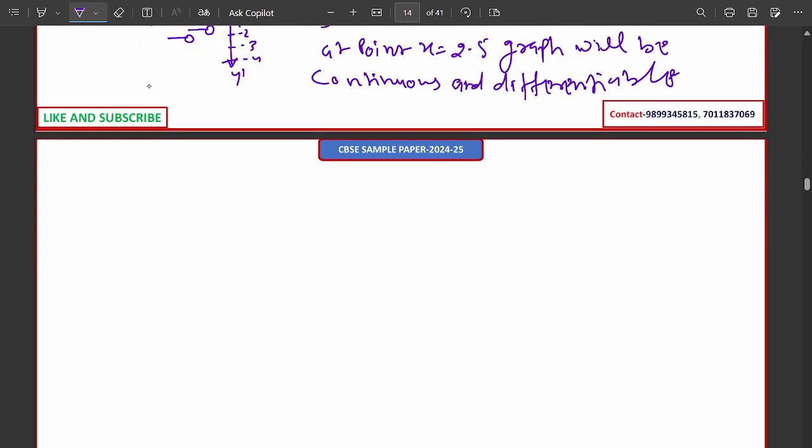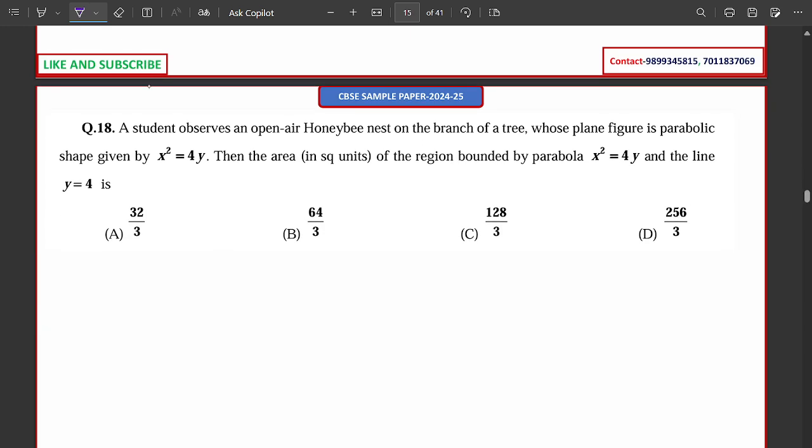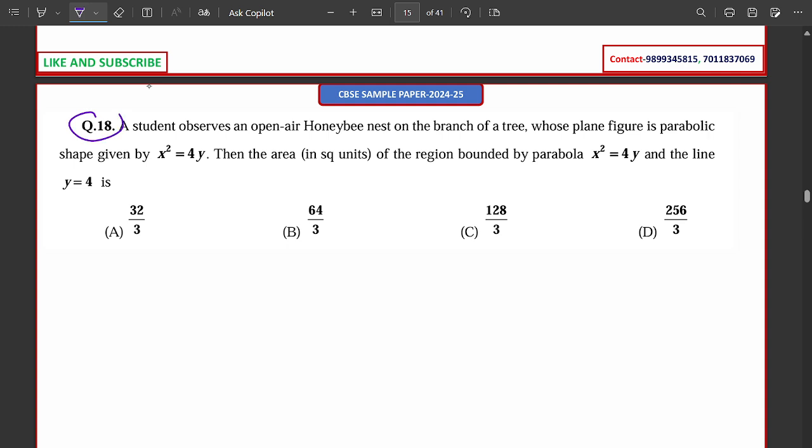And now let us discuss question number 18. So this is question number 18. A student observes an open air honeybee's nest on the branch of a tree whose plane figure is parabolic, given by x square is equal to 4y. Then find the area in square units of the region bounded by the parabola.